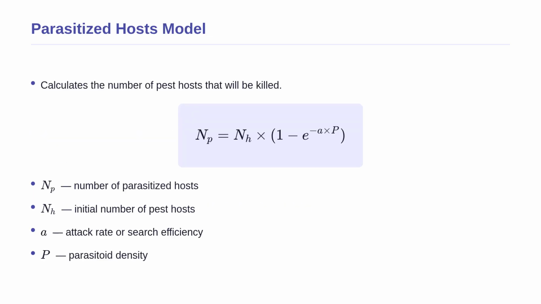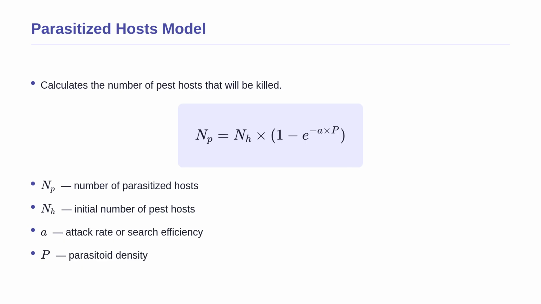To use parasitoids effectively in agriculture, ecologists use a mathematical model to calculate exactly how many pests will be destroyed. The formula is NP equals NH times the quantity 1 minus e to the power of negative A times P. Let us break down these symbols. NP is the number of hosts that are successfully parasitized and will die. NH is the initial number of pest hosts in the field. The variable A represents the attack rate, or how efficiently the wasps search. P is the density of adult parasitoids released. Finally, e is the base of the natural logarithm.